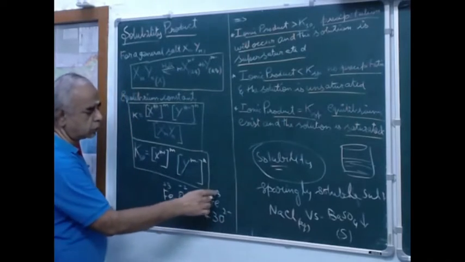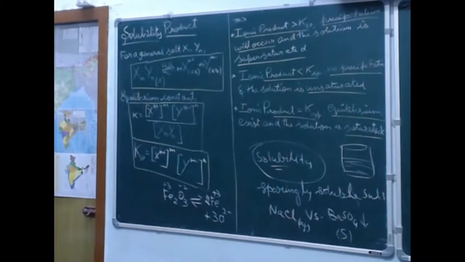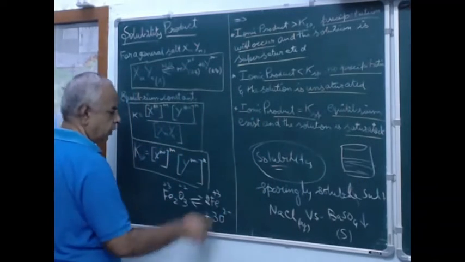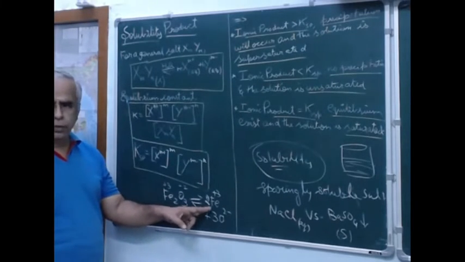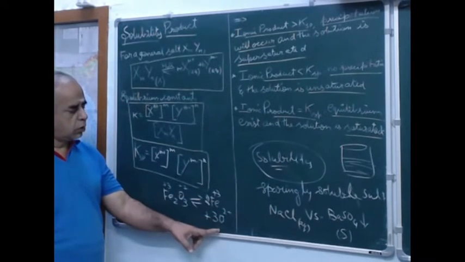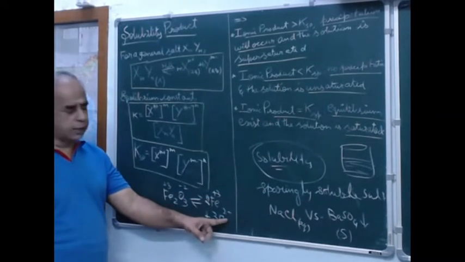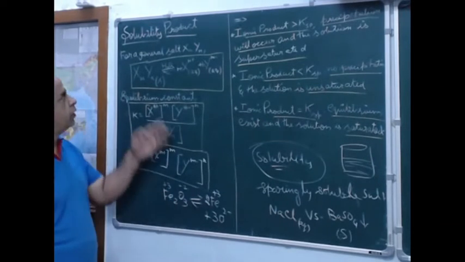Now when you calculate the charge, 2 3s are 6, 3 2s are 6. In this case, we have 2 moles of Fe3 plus, and this is called the molar coefficient. We have 2 moles of Fe3 plus ion and 3 moles of O2 minus ion. When you work out the net charge, 2 3s are 6, 3 2s are minus 6. So 6 minus 6 cancel, and that is why this is neutral. Do you understand? Right. So this is the way you can write.